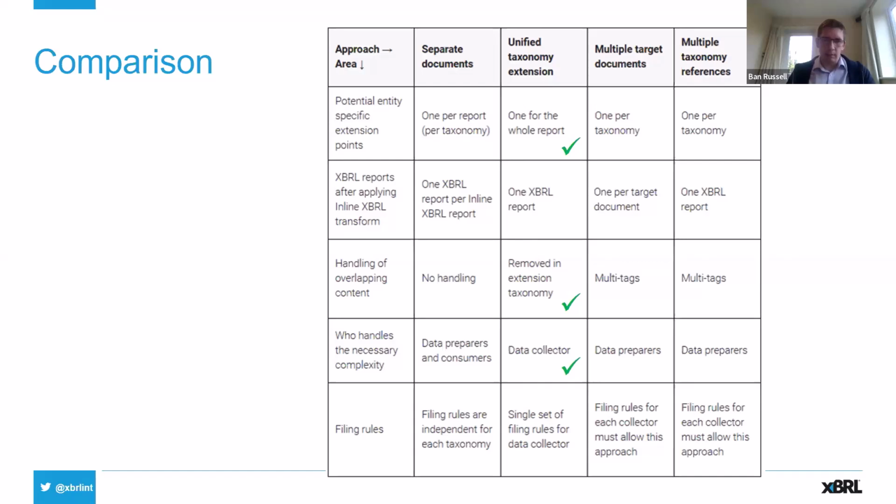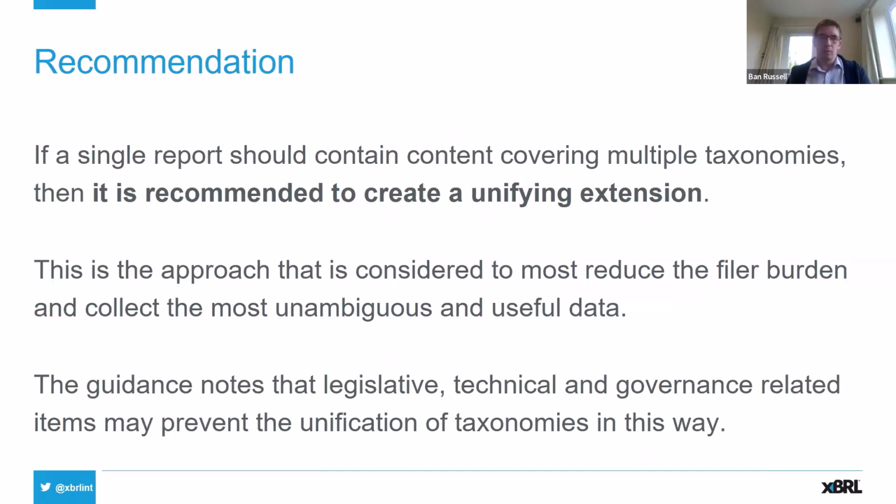So given all the analysis we did in this table and discussions about it, we moved on to providing a recommendation. And it probably doesn't surprise you at this point that our recommendation is, if a single report should contain content covering multiple taxonomies, then it is recommended to create a unifying extension. The guidance recommends that this is the best way to reduce the filer burden and create the most unambiguous and useful data you can. However, of course, with all our guidance, there might be practical considerations or totally unique situations that simply prevent the recommended approach. But we feel these are the only reasons why you would not be following this recommendation.